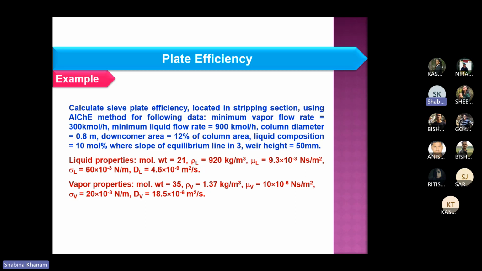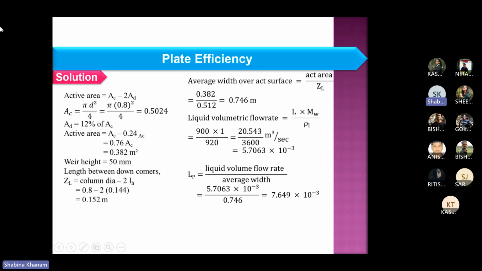Liquid and vapor properties are given, like molecular weight and all, because here molar flow is given. So in this way you can have these properties, and then you can calculate the sieve plate efficiency. So the plate type is already fixed over here, that is sieve plate. So let's start the calculation.